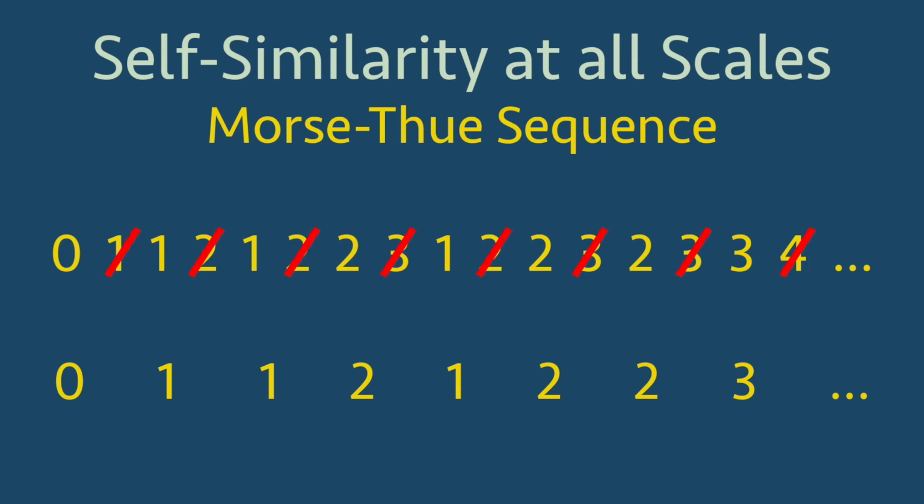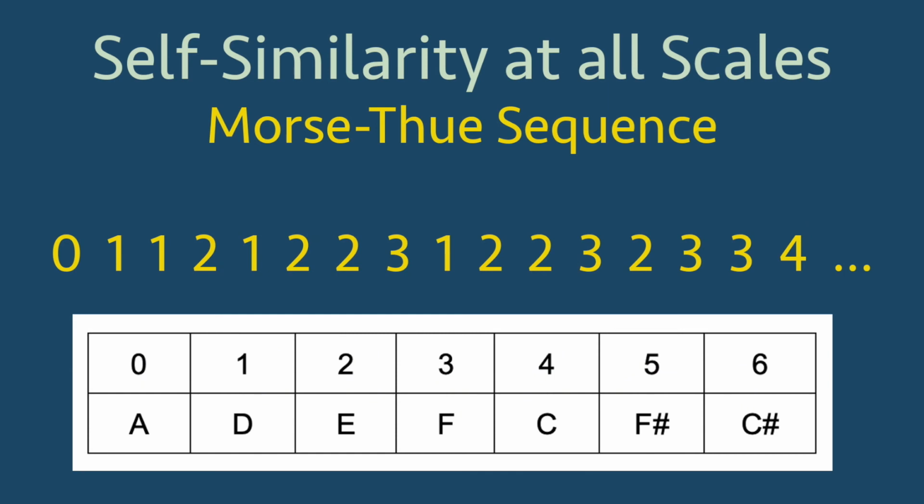Furthermore, if we relate the idea of removing terms to different subdivisions of the measure, we can get interesting countermelodies. For example, I've assigned notes to the sequence numbers in the following way. 0 is the note A, 1 is the note D, 2 is the note E, 3 is the note F, 4 is the note C, 5 is the note F sharp, and 6 is the note C sharp.